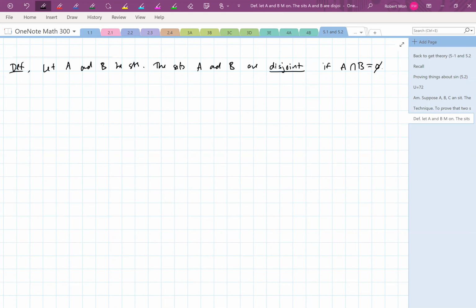Okay, last definition for today, which actually is maybe something we've defined already, but maybe we didn't write it in the form of a definition. Let A and B be sets. Then I say that A and B are disjoint if the intersection of A and B is the empty set. Okay, so disjoint sets have nothing in common.